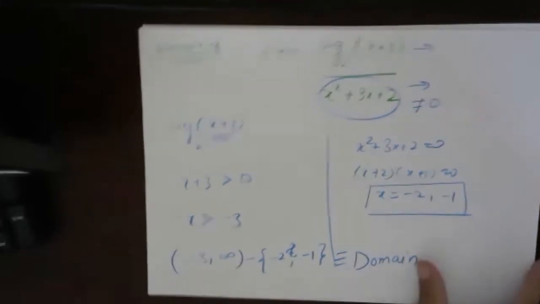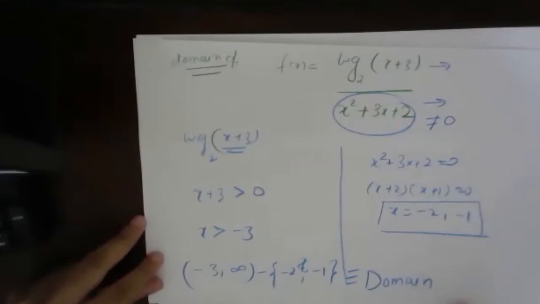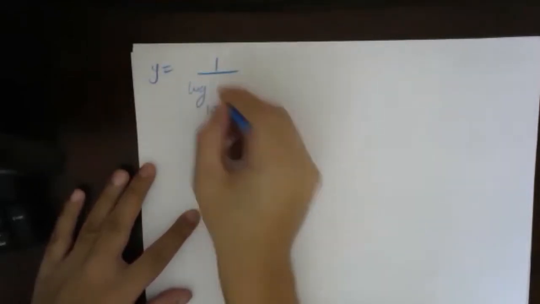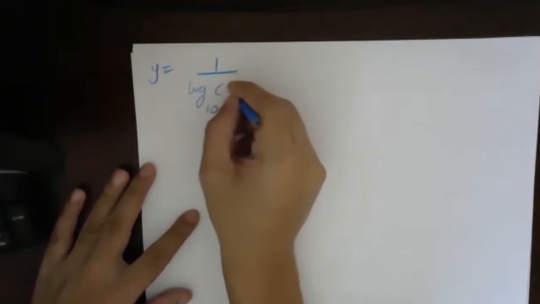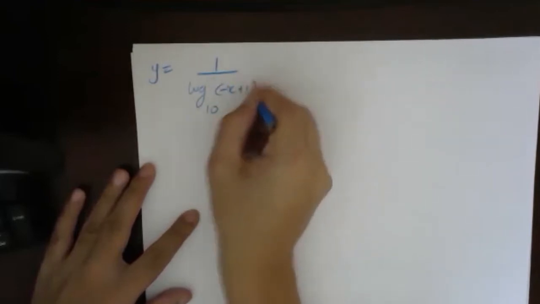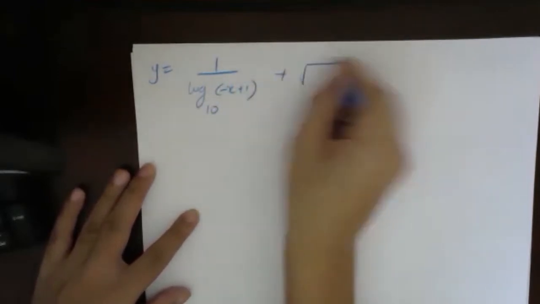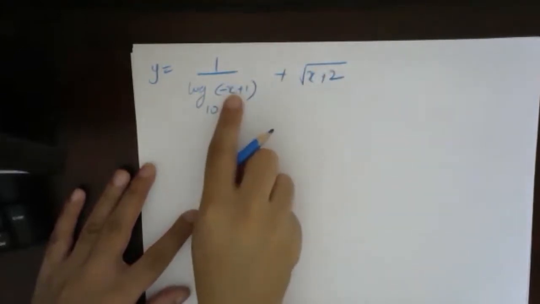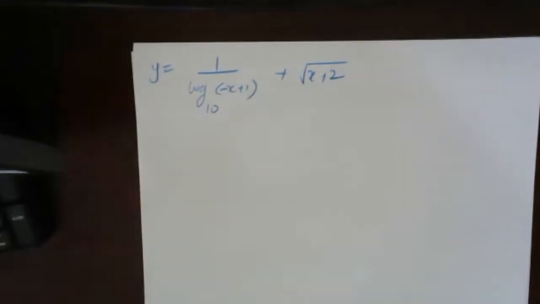Fine. Let's see. So the next question is again to find the domain of log base 10 of (minus x plus 1) plus under the root of x plus 2, upon log base 10 of (1 minus x) plus x plus 2. Okay.